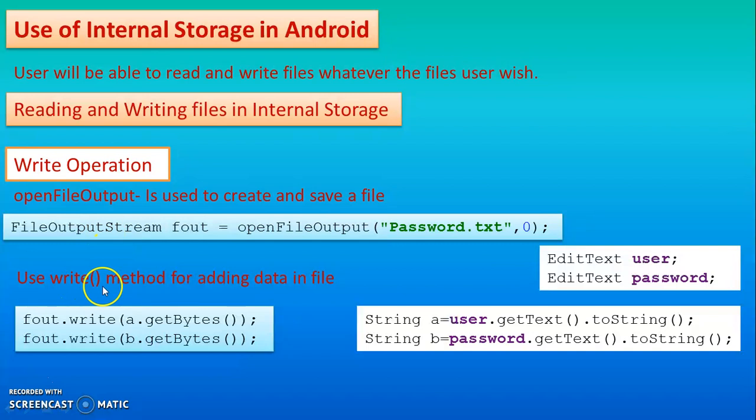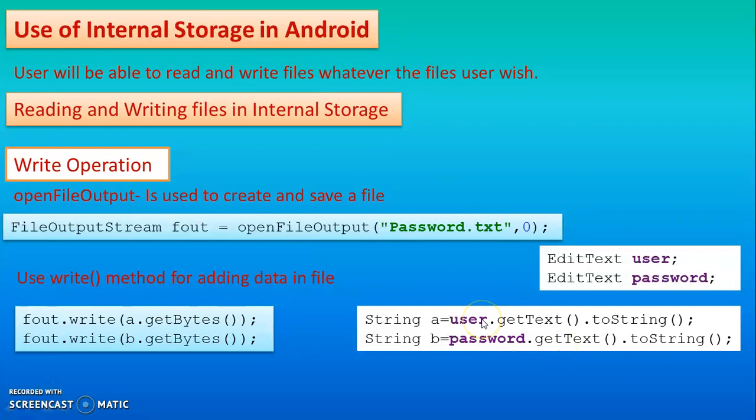Then after this step you have to use write method. Write method is used for adding actual data in the file. For that you have to write statement like FileOutputStream object, that is fout.write(a.getBytes()), and then next line b.getBytes(). So here a and b is nothing but the statement like user.getText().toString(). Means before these two statements you have to write a equal to user.getText().toString(), then b equal to password.getText().toString().